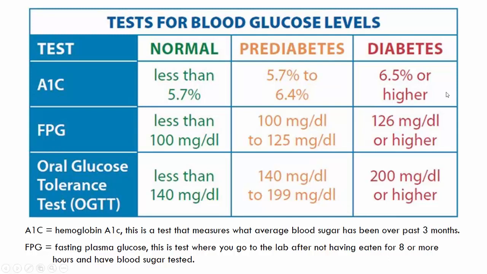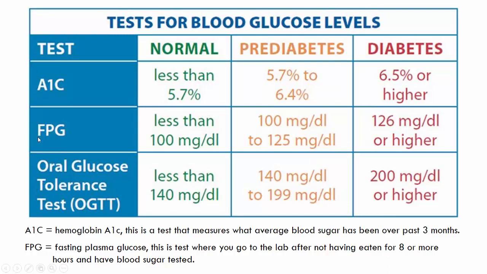Oftentimes, just having one test that falls into the diabetes range, your doctor will not diagnose you with diabetes unless it's significantly high. They may want you to work on some lifestyle factors and then get your blood sugar tested again. The A1C, like I mentioned, is an average over the past 3 months. It's kind of like a report card. So you can't eat really healthy for a few days prior to this test, because it will take an average over the past few months.